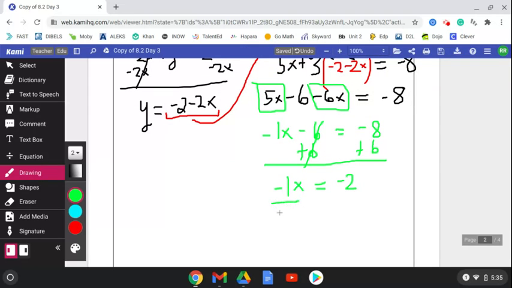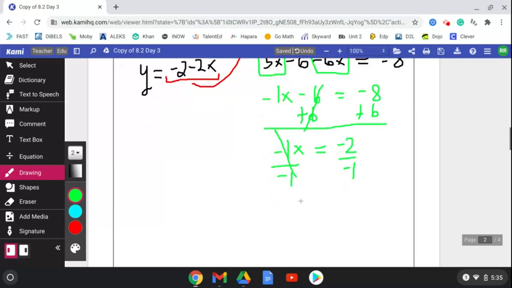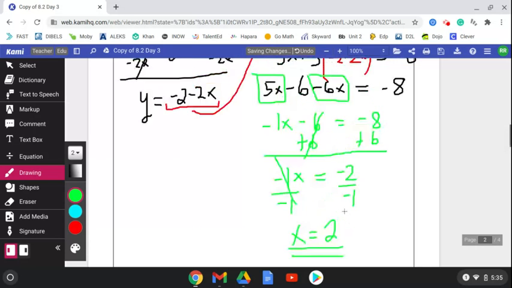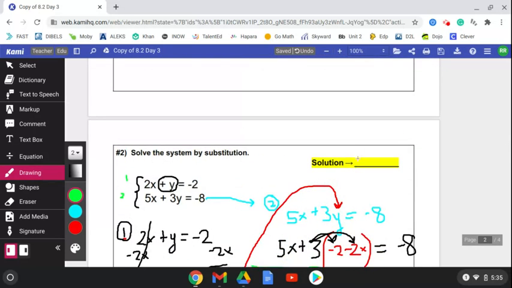is negative 1. I divide both sides by negative 1 because there's a negative 1 in front of x. Those negative 1s simplify, and so x equals negative 2 divided by negative 1. That is positive 2, right? X is positive 2. Now, that's not my solution. That is half of my solution because my solution consists of an xy ordered pair. So I'll put the 2 first.